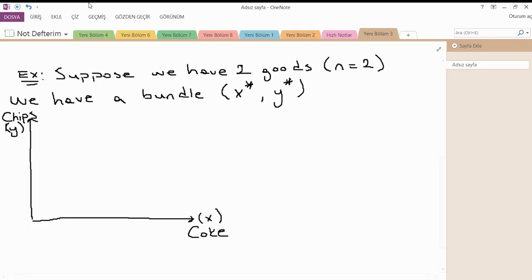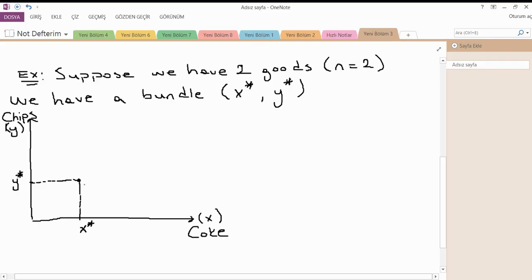So we have a bundle here. It's represented by X star and Y star. So here we have a Y, let's say Y star, and we have an X here, X star. These can be any quantities that are chosen on the X and Y axes. And let's show the point of the combination in this graph. It is somewhere here, okay? It's our bundle.